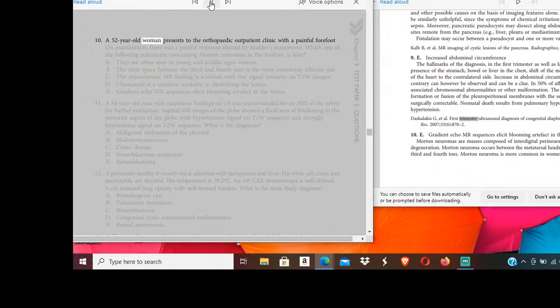10. A 52-year-old woman presents to the orthopedic outpatient clinic with a painful forefoot. On examination, there was a painful response elicited by Mulder's maneuver. Which one of the following statements concerning Morton neuromas in the forefoot is false? A. They are often seen in young and middle-aged women. B. The interspace between the third and fourth toes is the most commonly affected site. C. The characteristic MR finding is a nodule with low signal intensity on T1W images. D. Ultrasound is a sensitive modality in identifying the lesion. E. Gradient echo MR sequences elicit blooming artifact in the lesion.